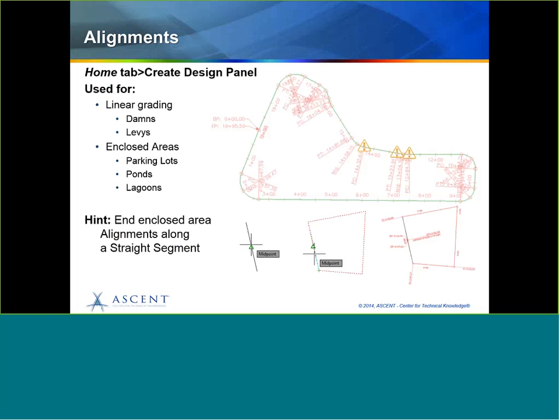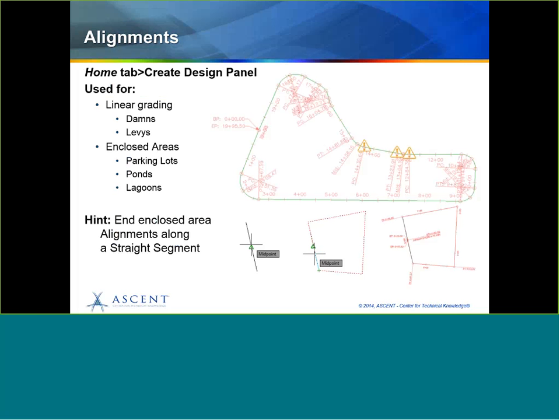Grading solutions with alignments and corridor models do not have to be linear. They can be. A couple of linear grading objects used with corridors might be dams or levees, but the solution also can include enclosed areas such as parking lots, ponds, or lagoons. But when grading an enclosed area, there are just a few things that you need to keep in mind.